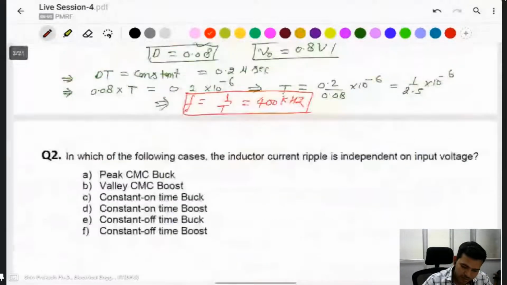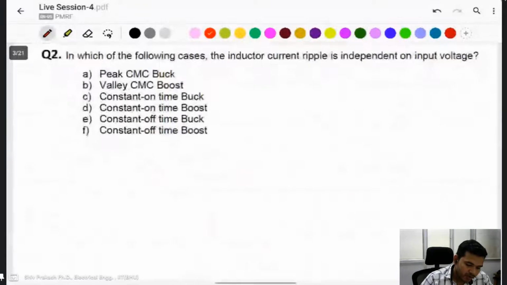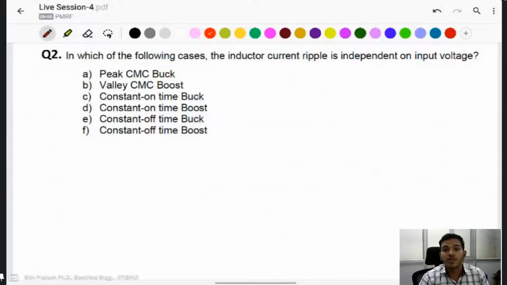Go for the second question. In which of the following cases is the inductor current ripple independent of input voltage? It means if you change the input voltage, then the inductor ripple is the same for all input voltages. Then the options given are peak CMC buck converter, valley CMC boost converter, constant on time buck, constant off time buck. It means buck and boost. Two conditions are given here.